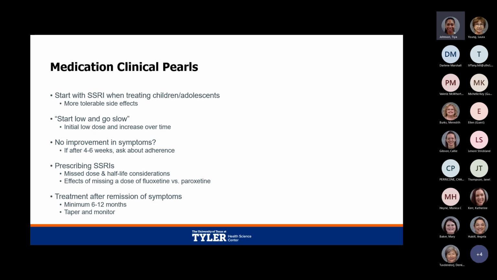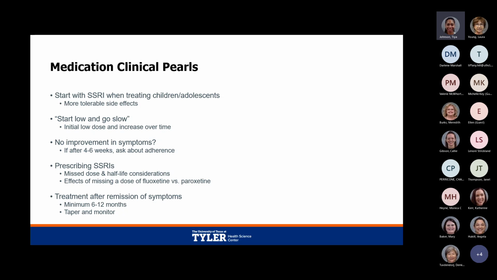However, with fluoxetine, a patient can miss a dose and it would not change the steady state of the medication in the body, because of how long fluoxetine stays in and has its half life. So I like using fluoxetine in children and adolescents when possible, because it is highly likely that they will miss a dose at some point, especially adolescents.